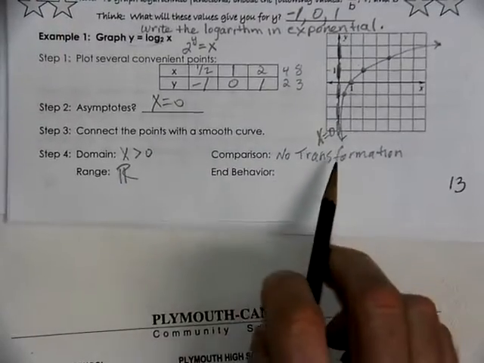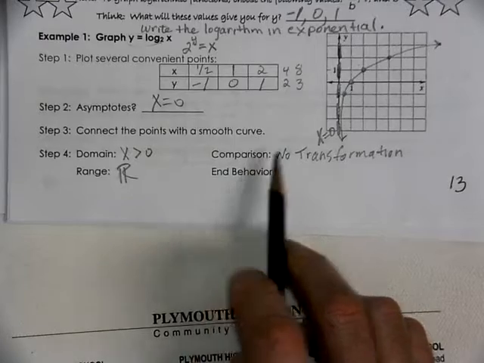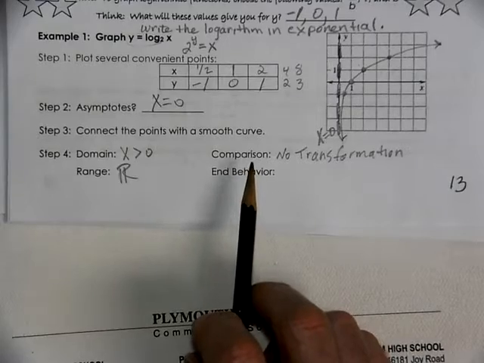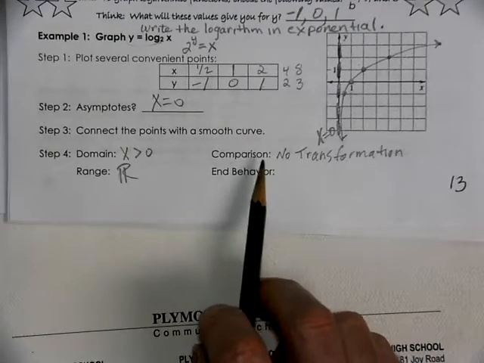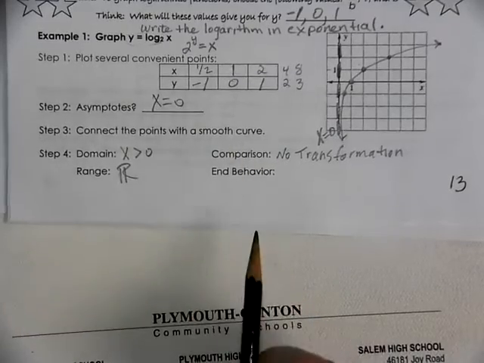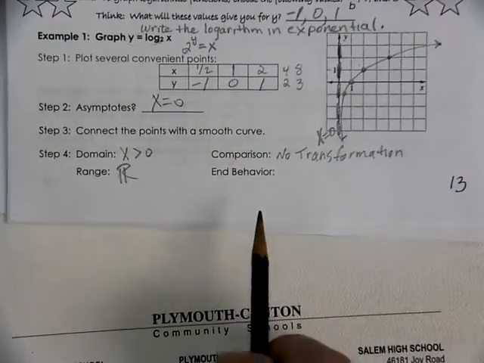There is no transformation in the comparison. There is no reflection, no stretch, no translation. For our graphs, in this class, we will only do translations with logarithms. And then end behavior.